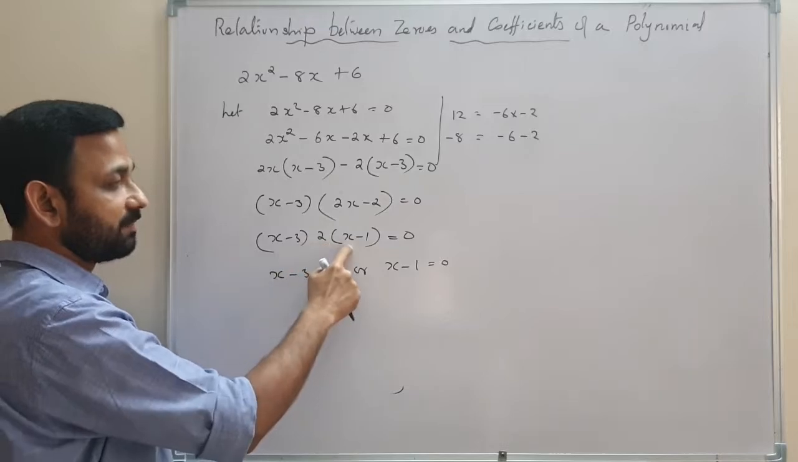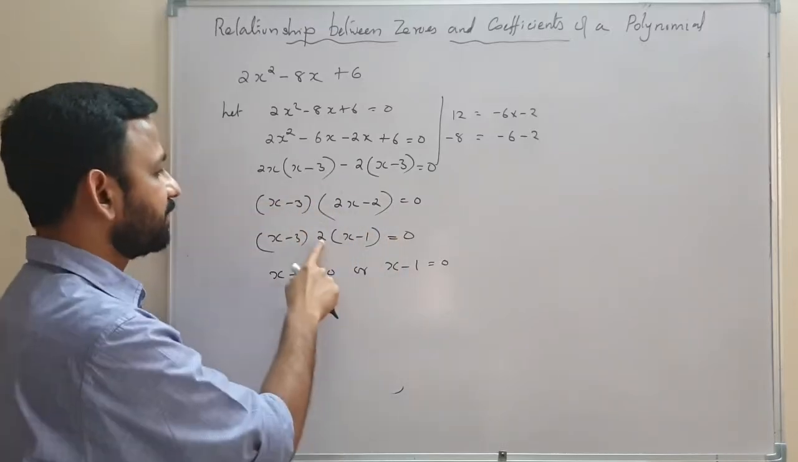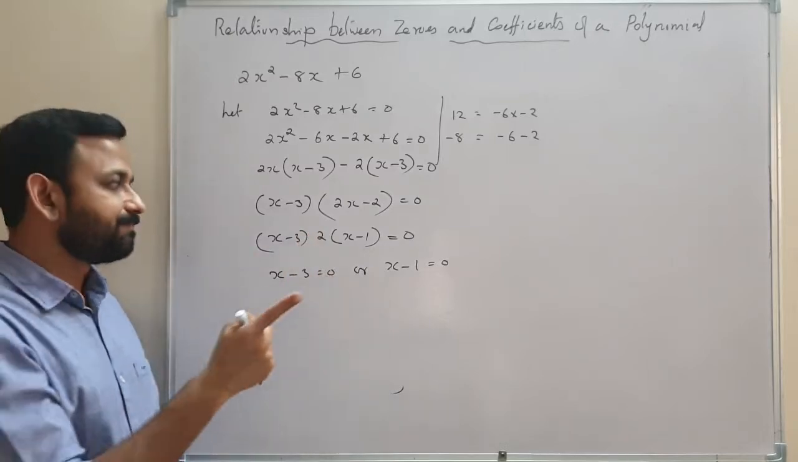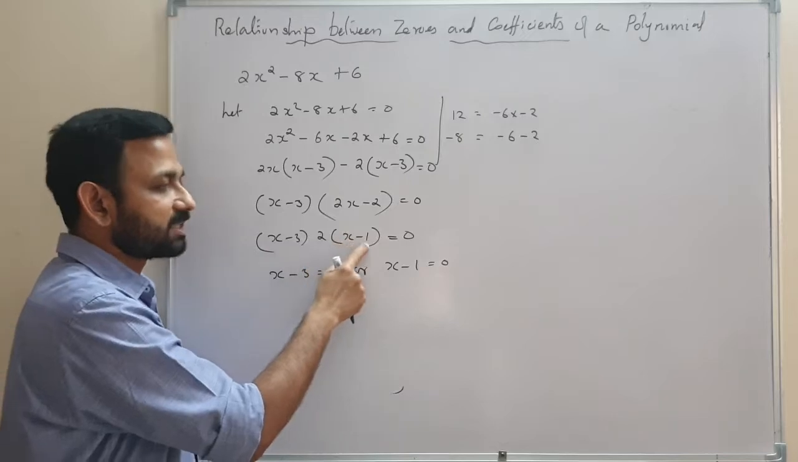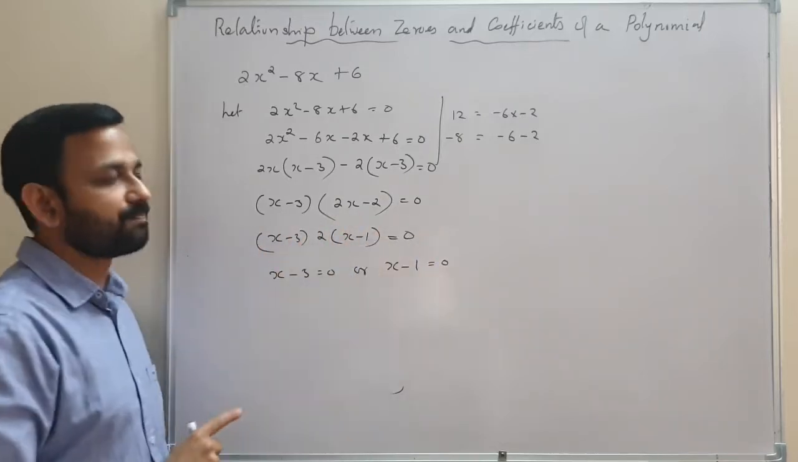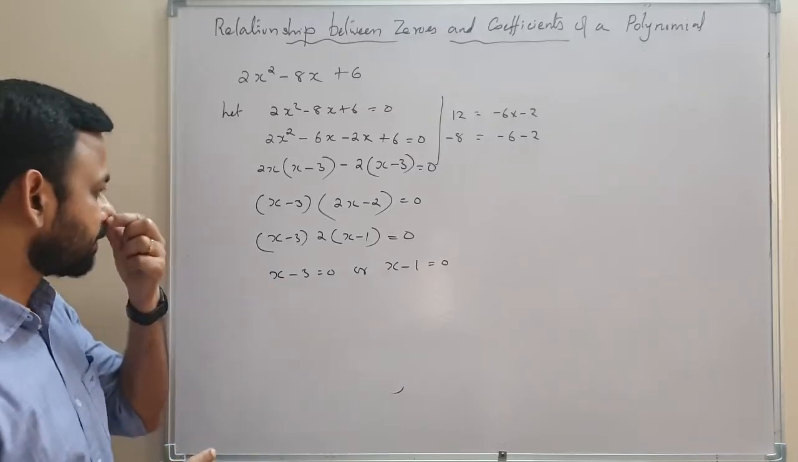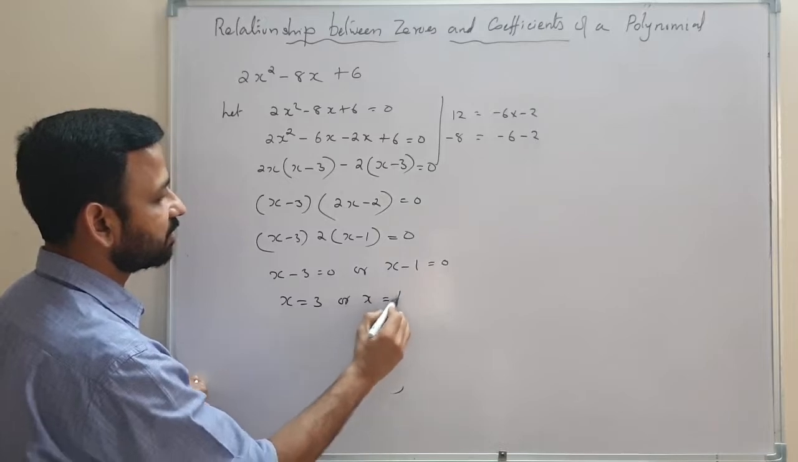The product of these three expressions equal to 0, and 2 is a number, it is not equal to 0. The product is 0 only when x minus 3 equal to 0 or x minus 1 equal to 0. One of them should be 0, otherwise the product cannot be 0. So x is equal to 3 or x is equal to 1.